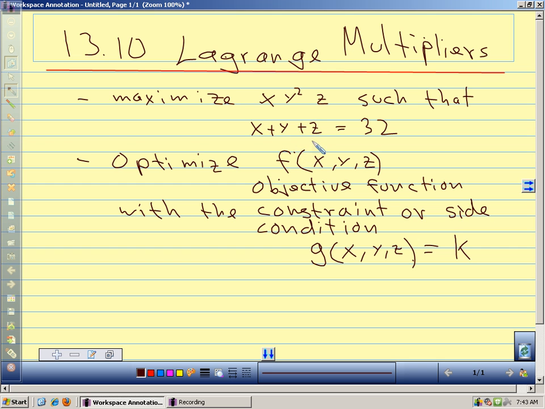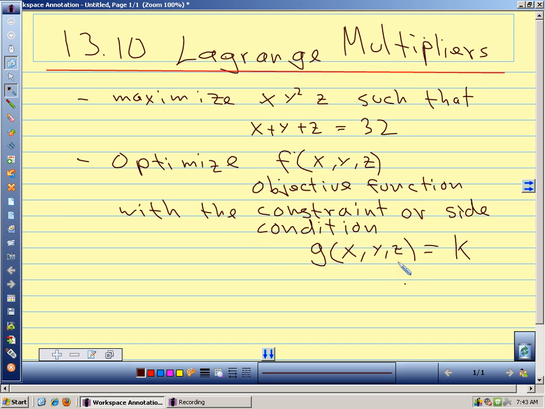So this is Lagrange multipliers, a method to solve this type of problem where we have an objective function and one or more constraints. So let's draw a picture to give a suggestion as to why the method works. We have an objective function and we have our constraint or our side condition.